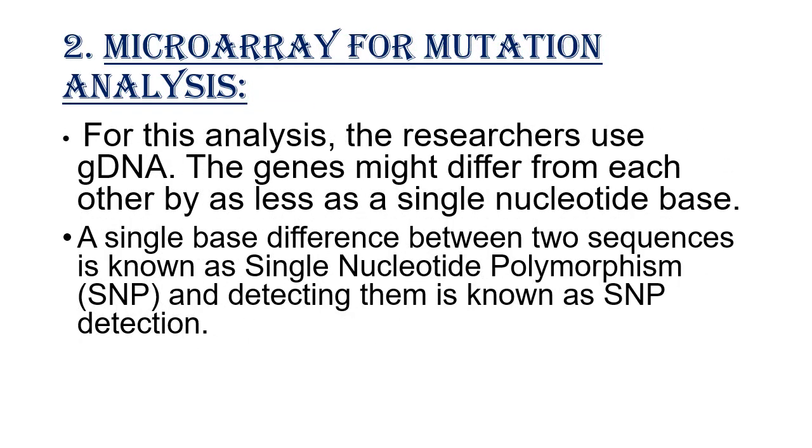The number 2 type of microarray of gene analysis is microarray for mutation analysis. For this analysis, the researchers use gDNA. The genes might differ from each other by as little as a single nucleotide base. A single base difference between two sequences is known as single nucleotide polymorphism, and detecting them is known as SNP detection.